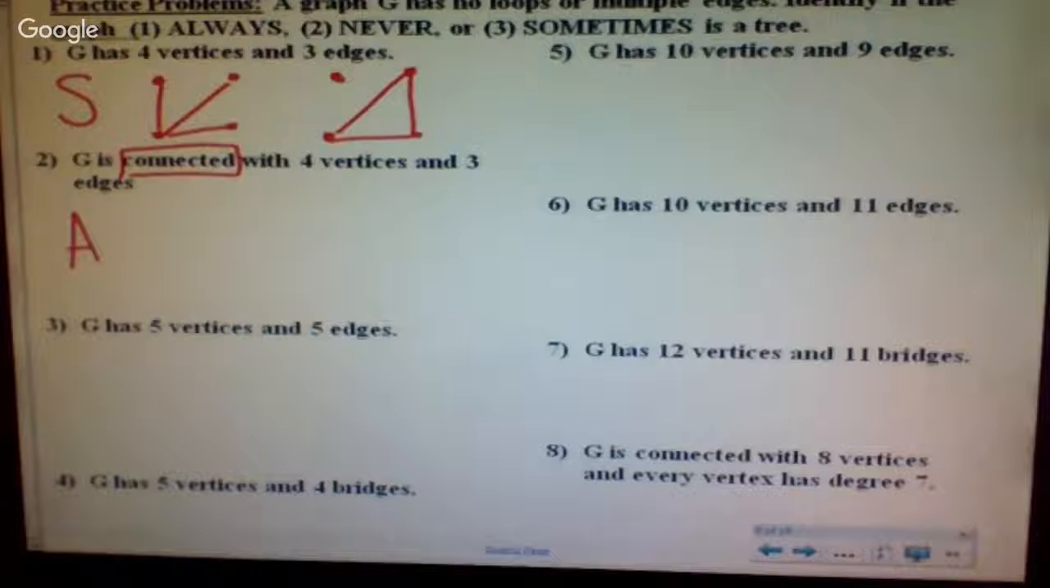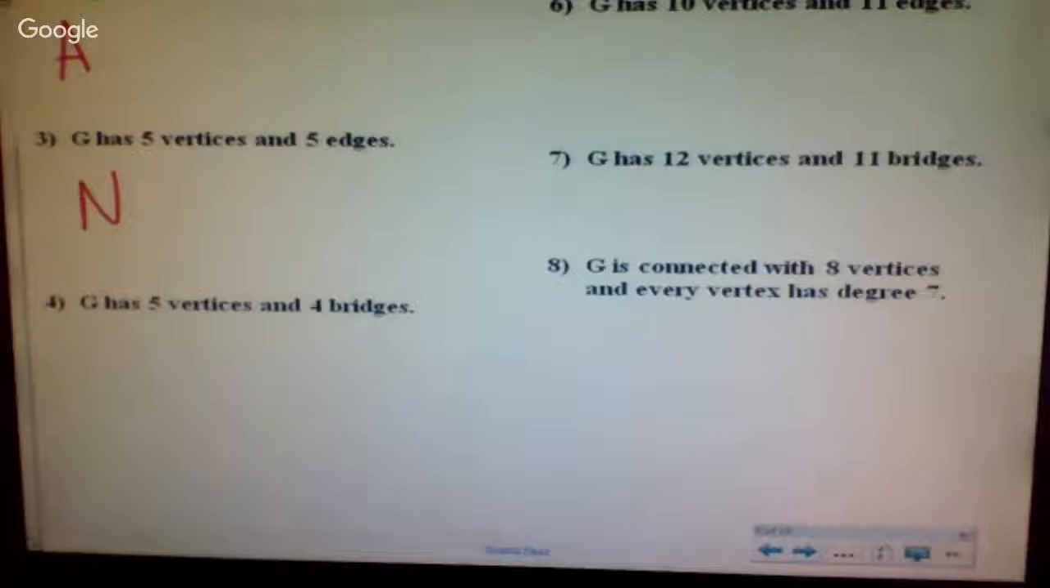Take a look at number 3. We have 5 vertices and 5 edges. Never. My edges always have to be one less. So that's a never. Take a look at number 4. 5 vertices and 4 bridges. That's an always. Again, your keywords are connected and the fact that you have bridges. Bridges means no circuit, so that makes it an always. Okay, so look for those 2 words.